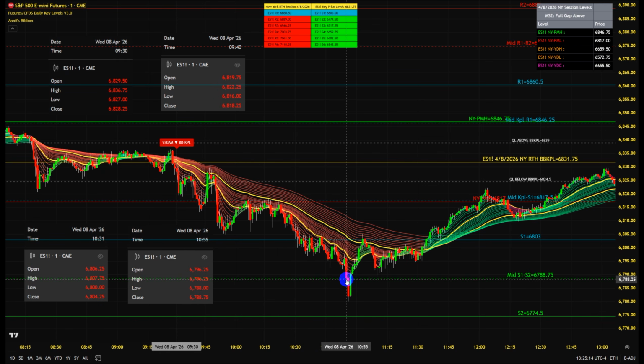Next, we have the regular trade hit here on the 10:55 a.m. candle of the mid S1, S2, 67.8875. So that is going to be a total of 39.50 points from the original entry. At $50 a point, that's $1,975 profit.